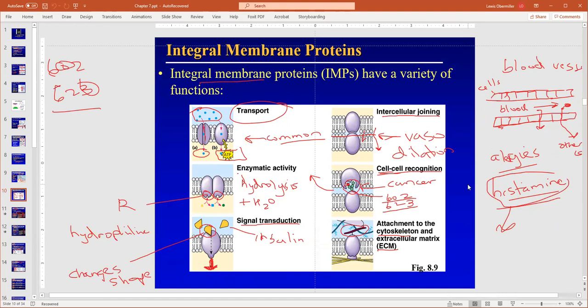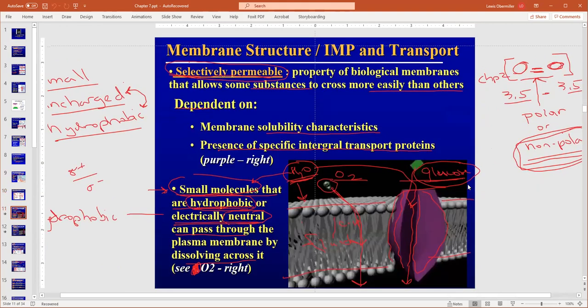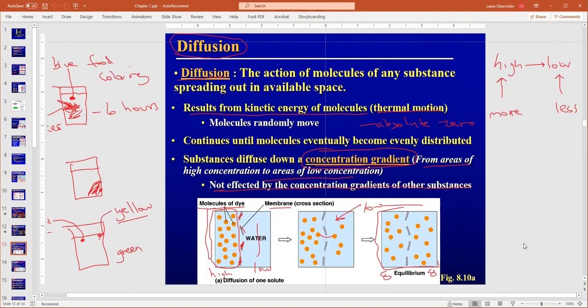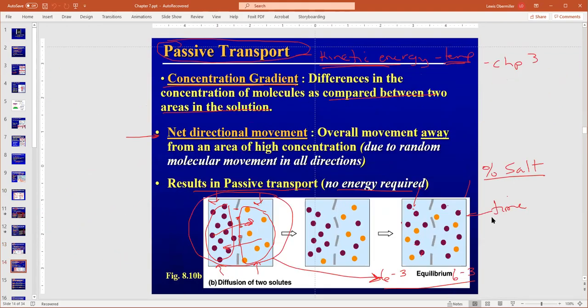They have different functions, so make sure you know the functions. We talked about that things can pass through the phospholipid bilayer without a channel, and the rule is those are small and hydrophobic and electrically neutral. So make sure you guys know that. Know the rules of diffusion: high concentration to low concentration, continues until everything is equal.